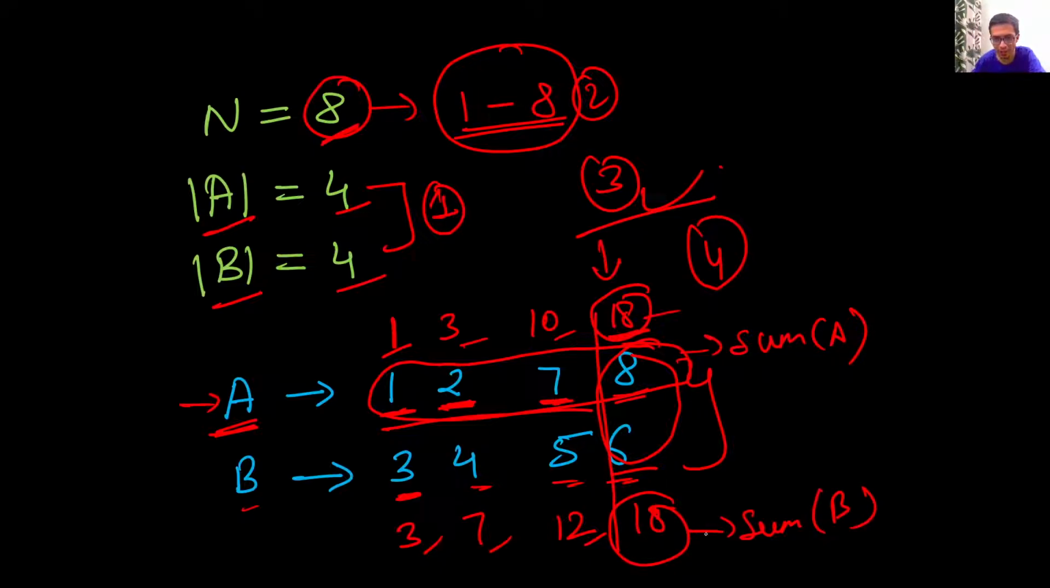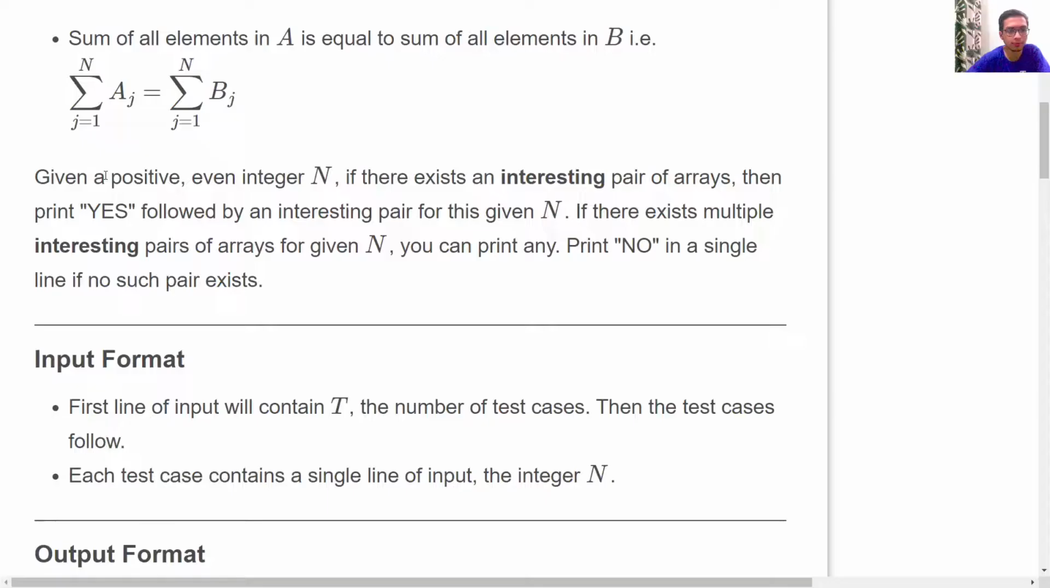You can see that both are 18. So the sum of A is equal to the sum of B, which was the fourth condition. So here, all the four conditions are satisfied, right?